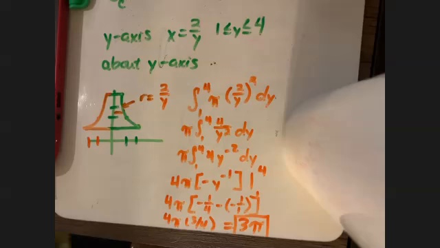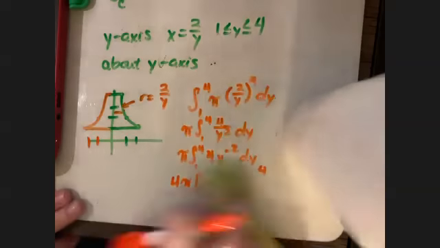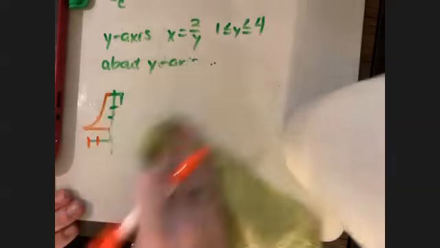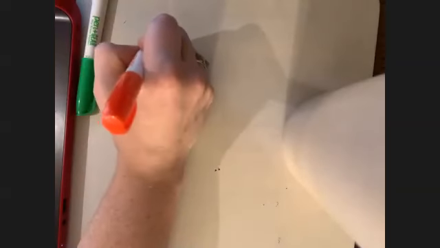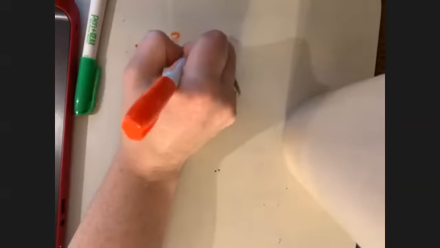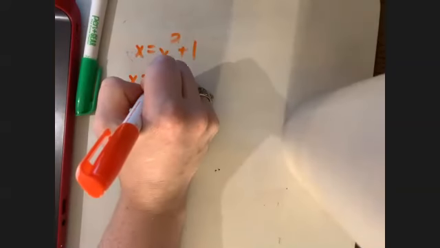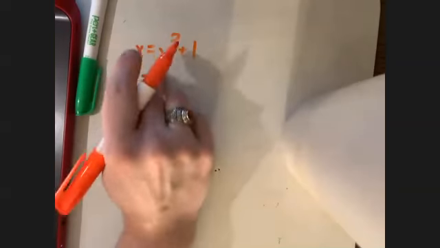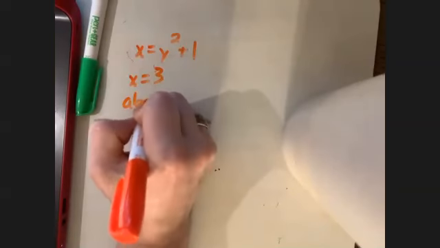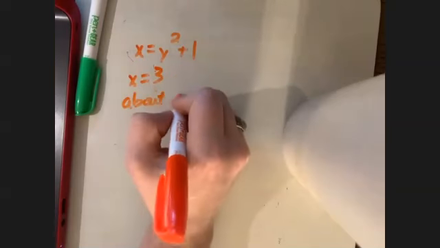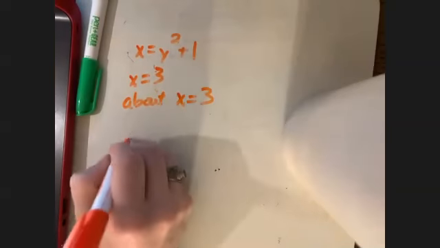Now, same thing that they did with the x's. They can move these shapes, still rotating them around a vertical line, but they can shift where the thing is. So we're going to look at the parabola x equals y squared plus 1, and the line x equals 3, and we're going to go around the line x equals 3.